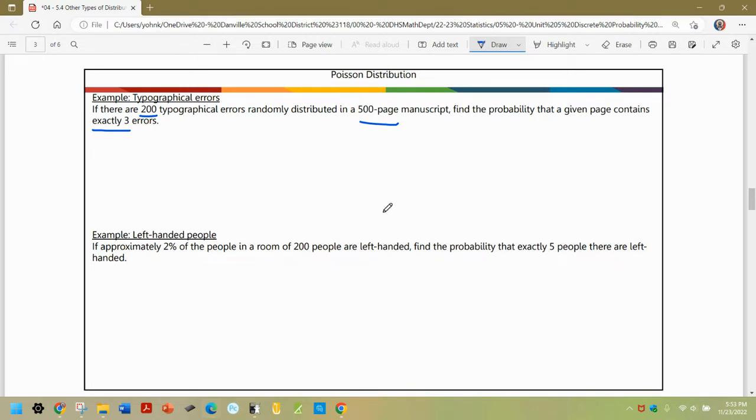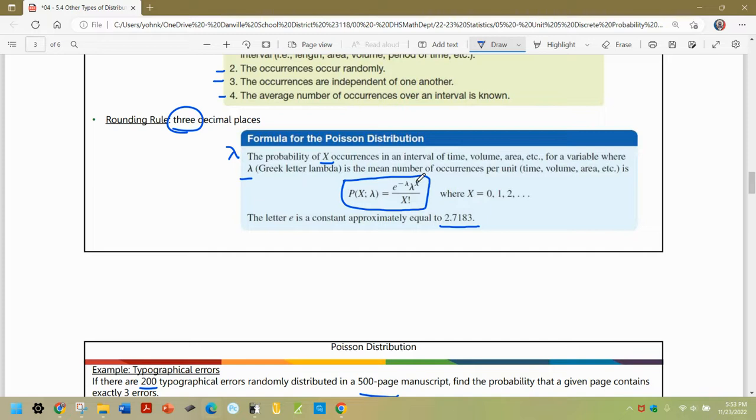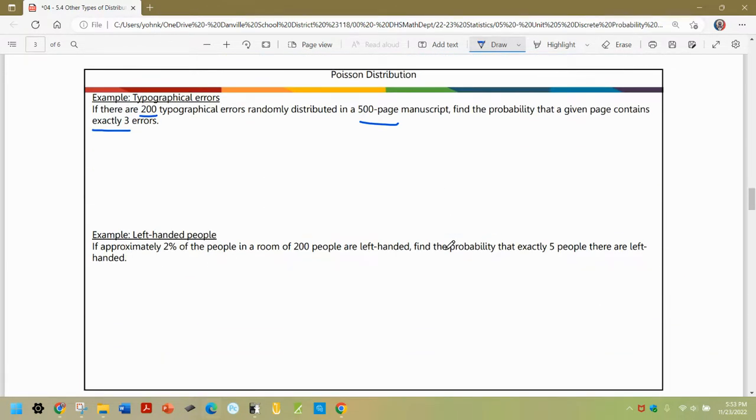The formula needs, if you look back, a lambda and an x. Lambda is the number of occurrences, and x is the probability that we're finding. For lambda, I know that there are 200 errors in a 500-page manuscript, so my occurrences are 200 out of 500 pages. That gives me a lambda value of 0.4. So basically, there's roughly 0.4 errors per page. Our x value that we're trying to find is exactly 3.